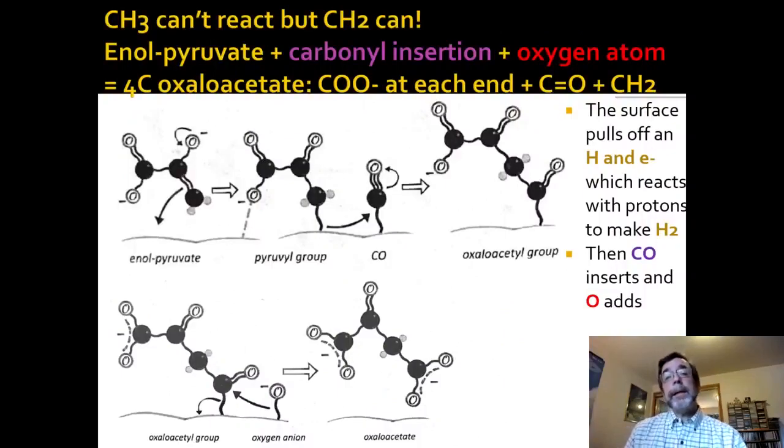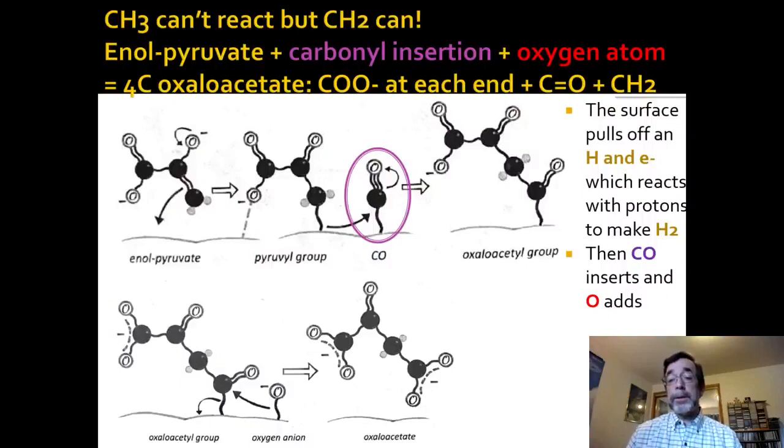So the CH3 can't usually react, but the CH2 can, and the enolate has a CH2. For example, let's do another enol insertion, except this time we're not inserting next to the CO, we are inserting next to the CH. The enol pyruvate's electrons can attach it to the surface, and then you can do an insertion just like before. Here's our purple insertion. And look what you make.